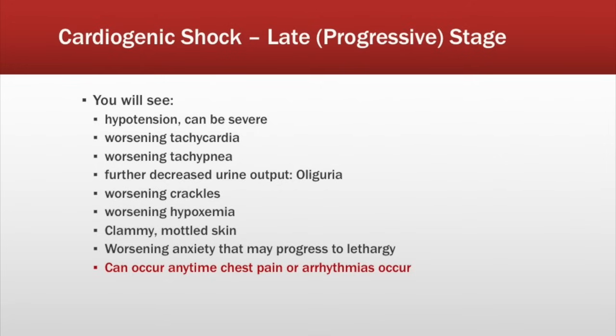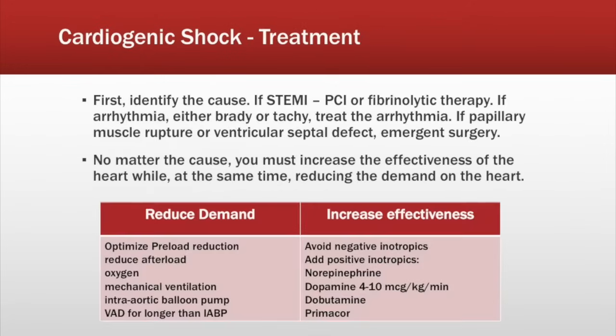or arrhythmias. In cardiogenic shock treatment, first you identify the cause. If it's a STEMI, you're going to do a PCI or fibrinolytic therapy or both. If it's an arrhythmia, either bradyarrhythmia or tachyarrhythmia, you're going to treat the arrhythmia. If it's a papillary muscle rupture, again with a mitral valve, or a ventricular septal defect, it's emergency surgery. You're not going to have a patient that's 50 years old with all of a sudden a ventricular septal defect. For the test, it's going to be most likely due to an MI.